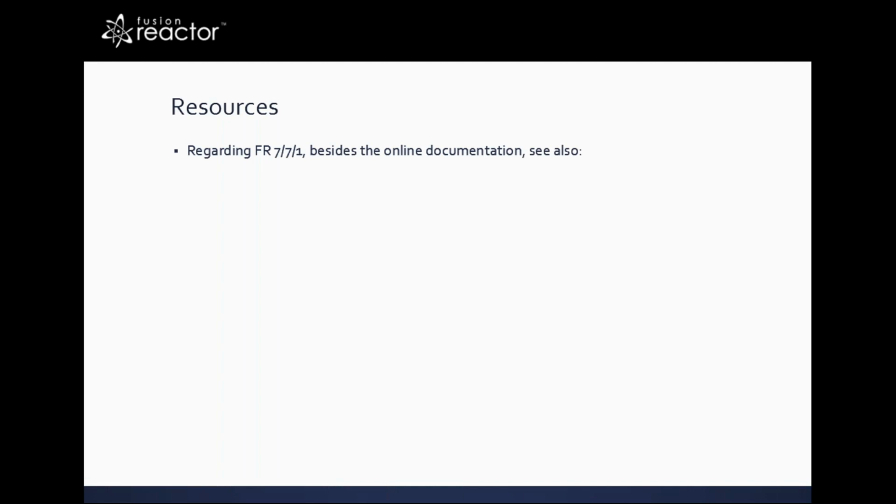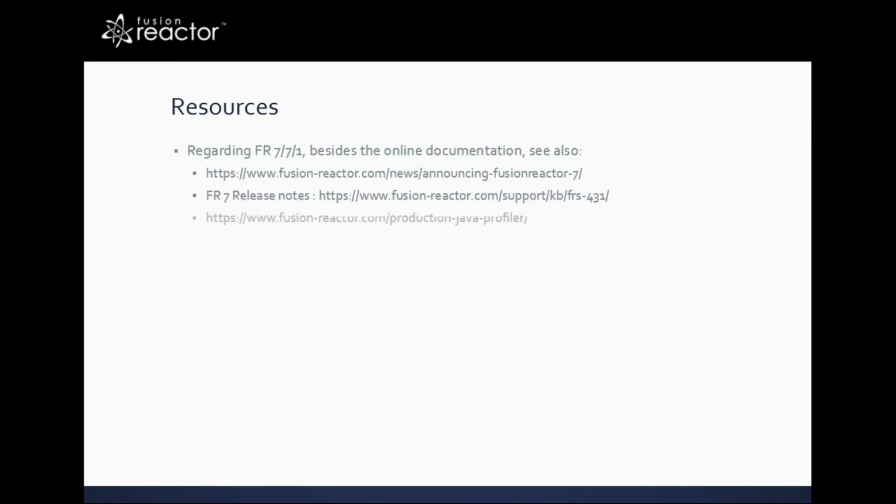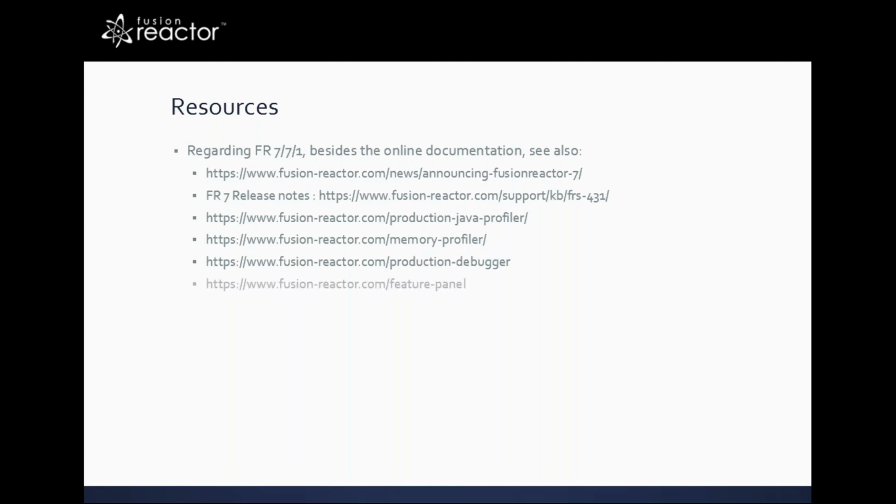So other resources about 7 and 7.1 besides the docs, I just want to list a few here. There was a post announcing it and listing some features. There's the release notes. There's various discussions about the profiler, the CPU profiler, the memory profiler, the debugger.